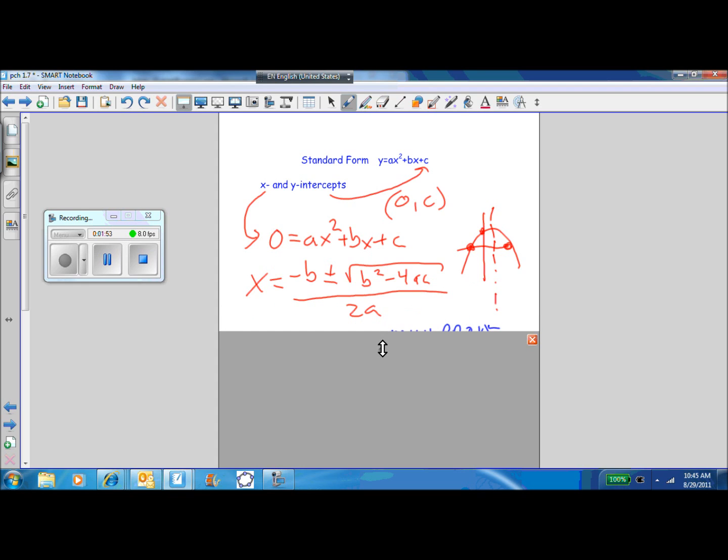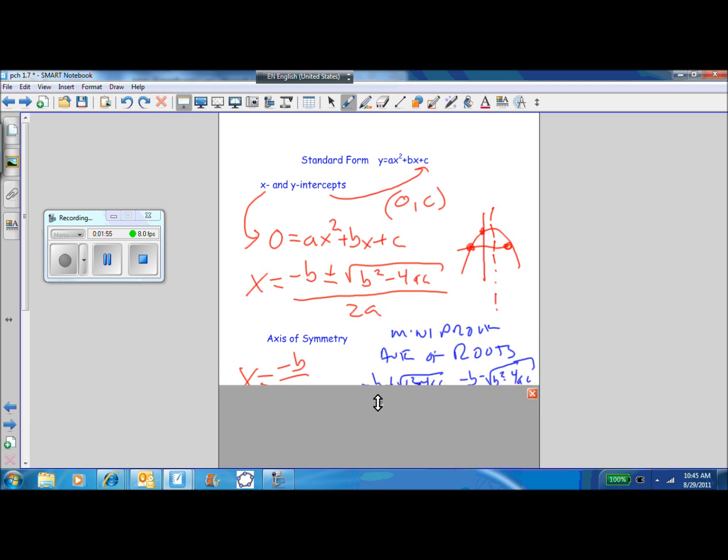Now, one thing to get out of this too is that the axis of symmetry is halfway in between the two roots. Here are your two x-intercepts, there's your y-intercept. The axis of symmetry is halfway between the two roots. So negative b over 2a is that halfway point. Here's the little mini proof.